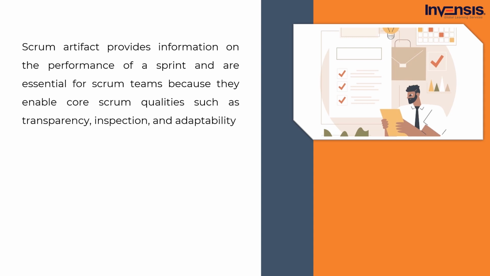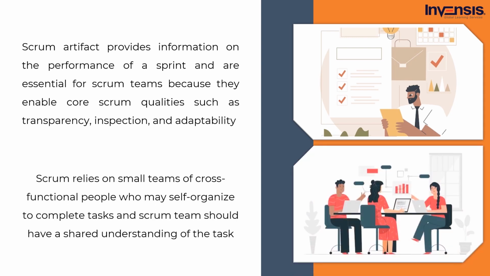This is important, especially for remote teams who may work from home because it gives a platform for them to monitor how they're performing on a certain sprint. This keeps everyone, no matter where they are, on the same page. Now, Scrum relies on small teams of cross-functional people who may self-organize to complete tasks. The Scrum team should have a shared understanding of the task to be done for this to happen.